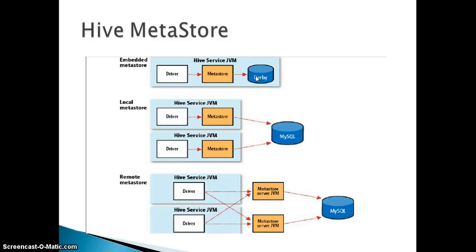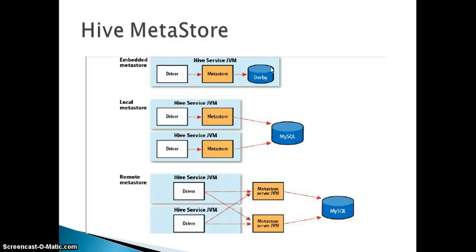Because in the embedded metastore everything will be running in a single JVM, only a single user can log into Hive at a single point of time. You cannot allow multiple users to log into your Hive at the same time. So this embedded metastore can be used in a pseudo mode cluster, which we are practicing currently, because the driver, metastore service, and Derby database will be running in a single JVM. So this Derby will have the actual metastore.